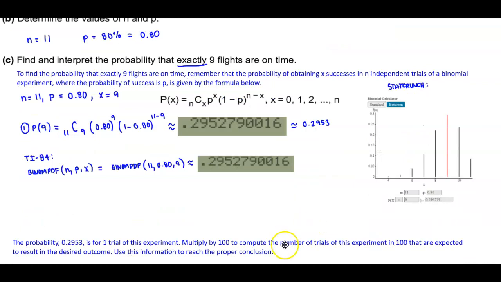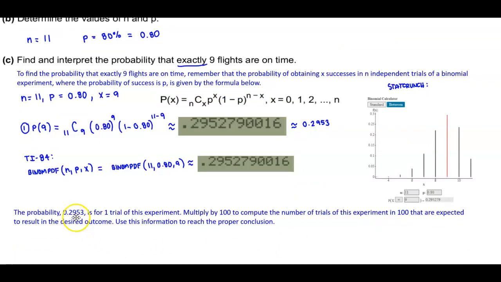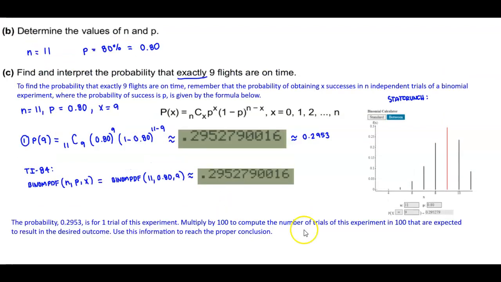Okay, so what does that tell us? Well, that tells us that the probability of 0.2953 is for 1 trial of this experiment. We would multiply by 100 to compute the number of trials of this experiment in 100 that are expected to result in a desired outcome. And you would use this information to reach a proper conclusion.